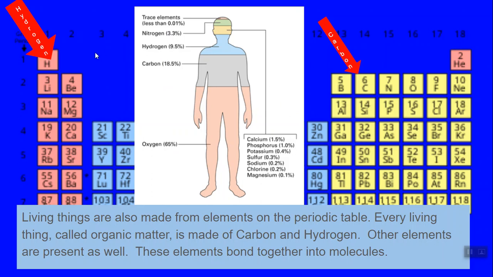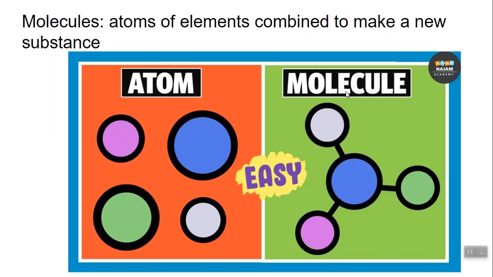On the periodic table, you can also find carbon and hydrogen. Hydrogen is the first element on the periodic table in the upper left-hand corner, and carbon is the 6th element. These elements can bond together. Any of these elements can bond together with other elements or with themselves to make molecules. A molecule is a group of atoms of elements combined to make a new substance.